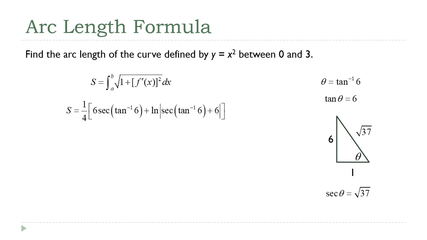Okay, one last substitution then. The secant of the inverse tangent of 6 is going to get replaced both times with the square root of 37, and we get this. The arc length is 1/4 times 6 square roots of 37 plus the natural log of the square root of 37 plus 6. And believe it or not, that is it. That's as simplified as I can make this thing. So that's going to be our final answer.